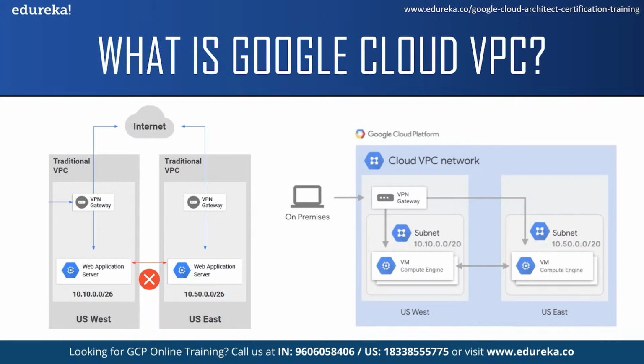Also, if something goes wrong with the traditional network infrastructure, it would take a lot more time and cost to identify and resolve the issue. In Google VPC, there are fewer network constructs to break and troubleshoot. This would help in identifying the problem faster and solving it.